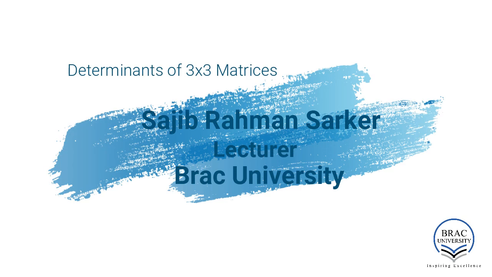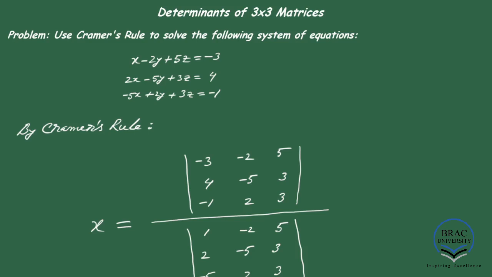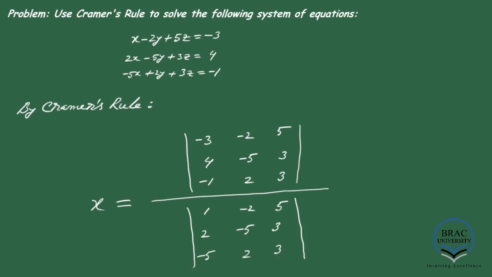In this lecture, we're going to talk about the determinants of 3 by 3 matrices. We're given a system of linear equations with 3 variables, and we have to be able to solve that using Cramer's rule. So let's dive in. Solving a system of linear equations means that you have to find out the variables like x, y, and z.